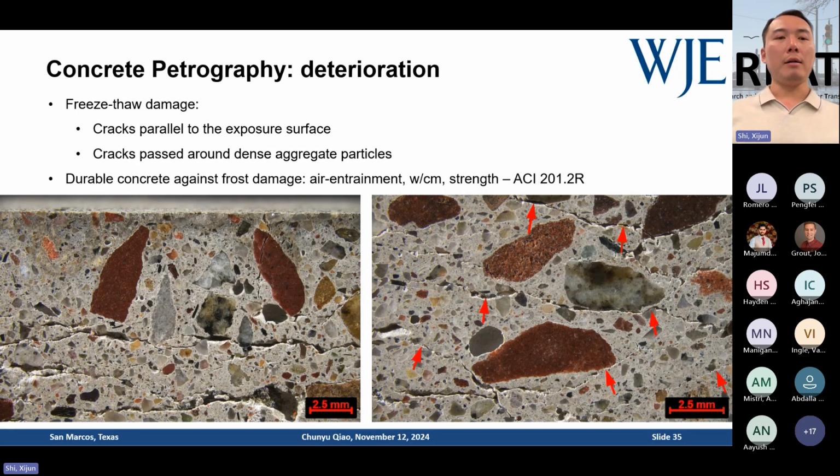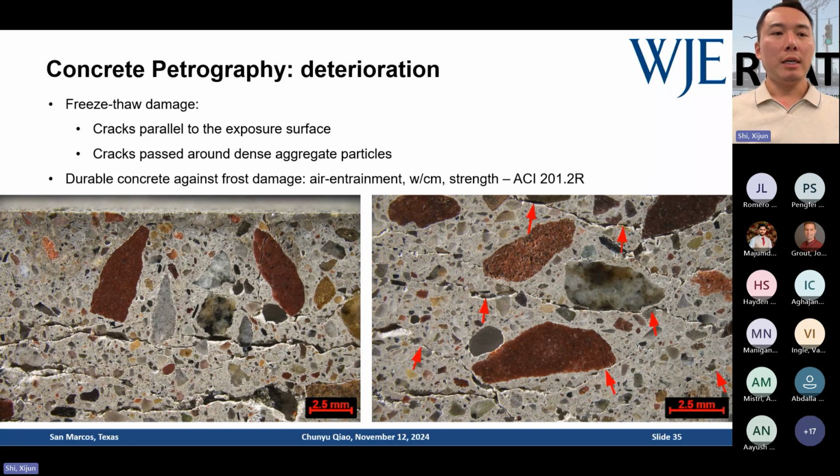You can see there are a lot of parallel cracks or microcracks, parallel to the top exposure surface. That's very typical freeze-thaw damage or freeze-thaw related cracks. Those cracks generally go around aggregate particles, because freeze-thaw damage is related to water ingress, where the water is in the cementitious material, the cement matrix. The rocks are dense. Very, very little water can penetrate dense rocks, especially siliceous rocks.